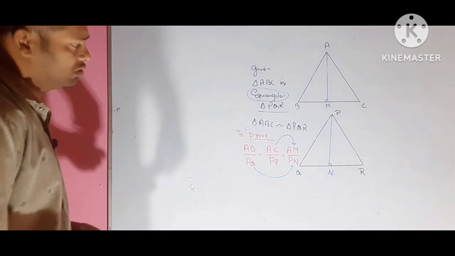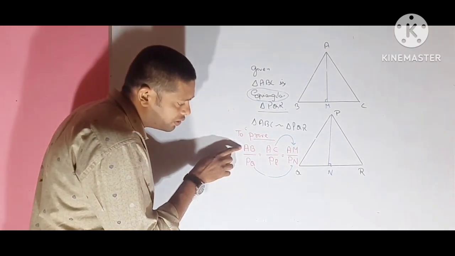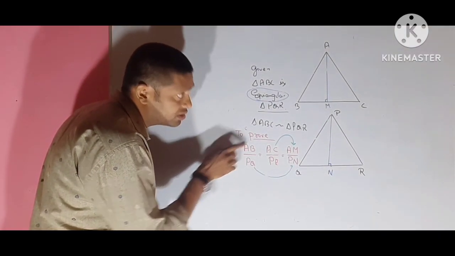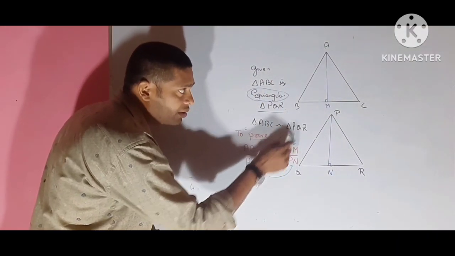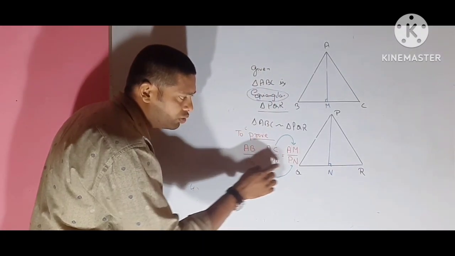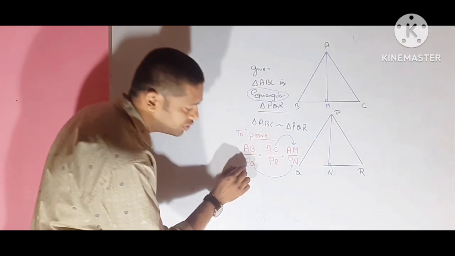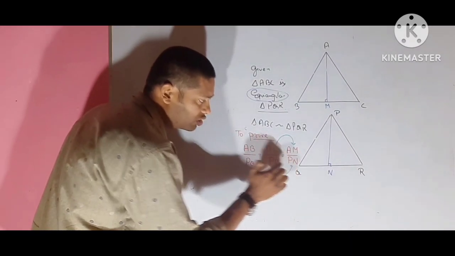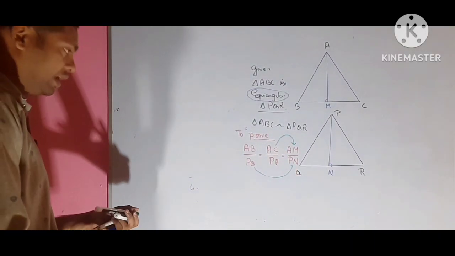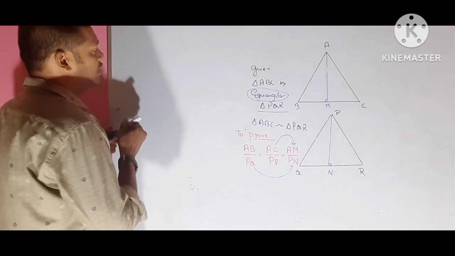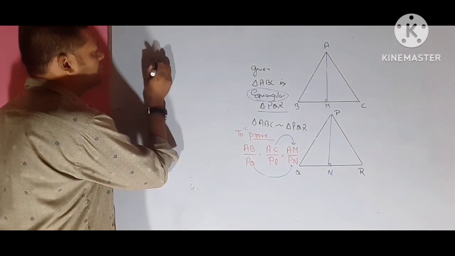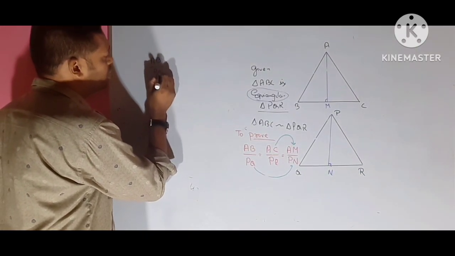Sir, easy only? What is easy in this one? We will see this triangle. This is AP and AM, PQ and PN. Sir, we are getting a bit confused. Okay, do one thing. What we have to prove: this one equal to this one, and this one equal to this one. You take the triangles one by one. So first we will prove AB by PQ.